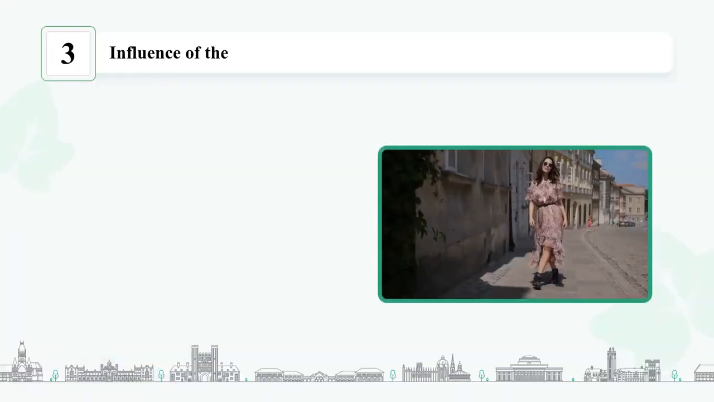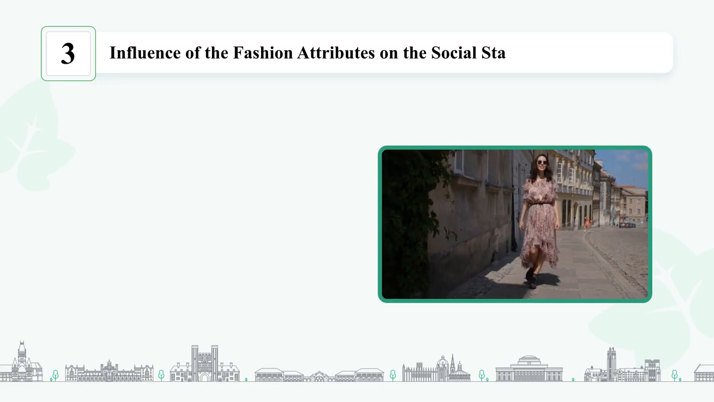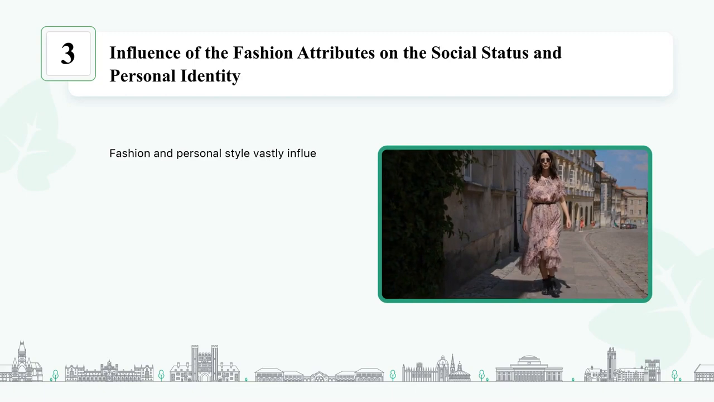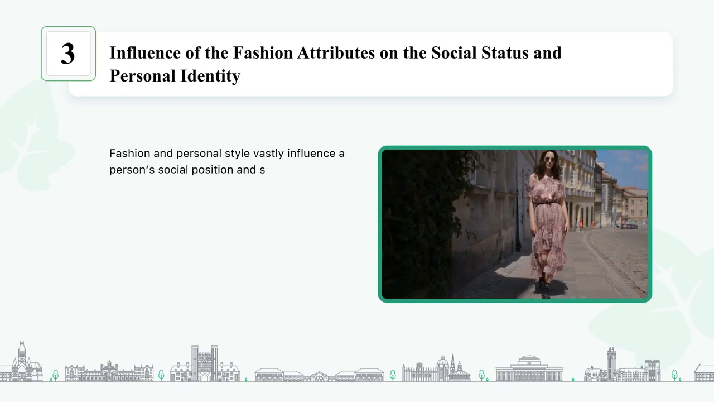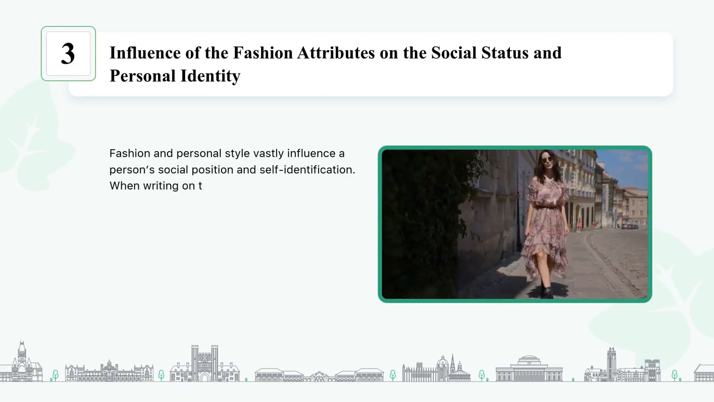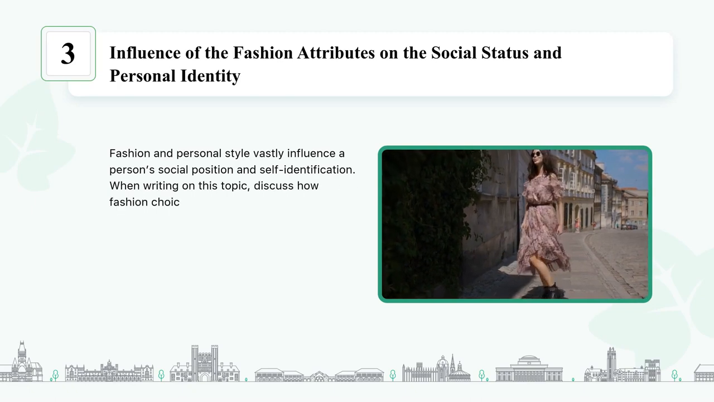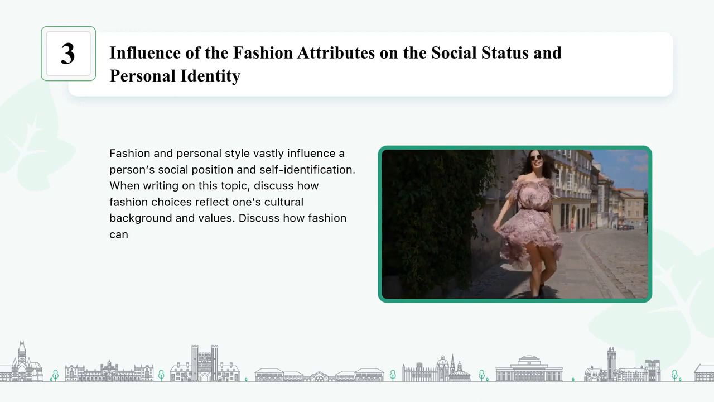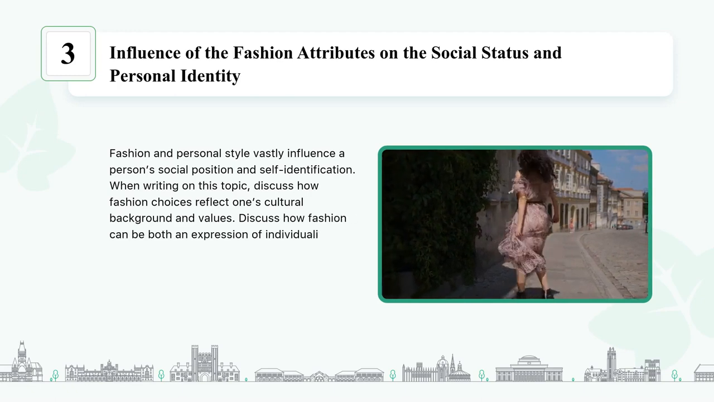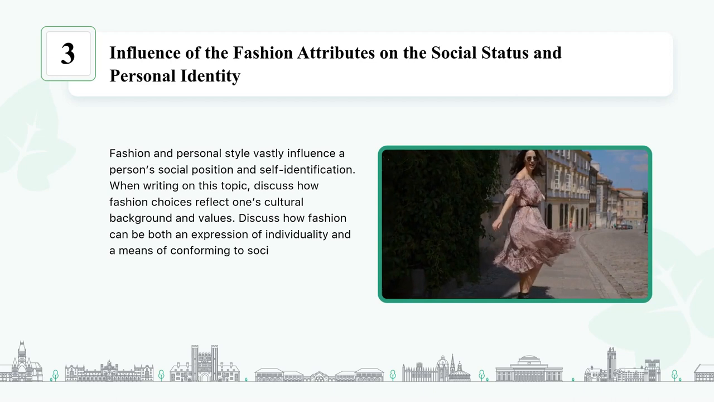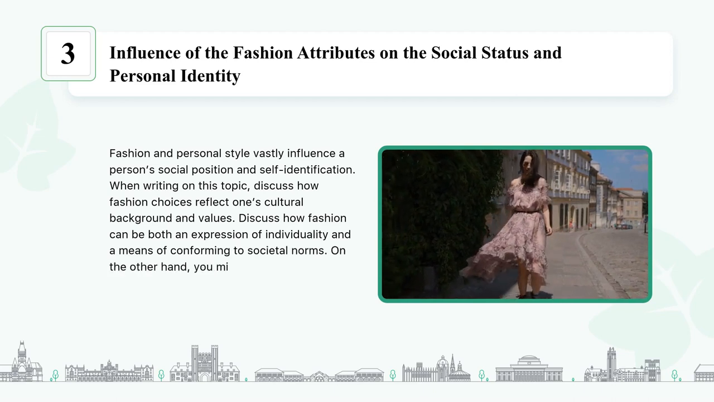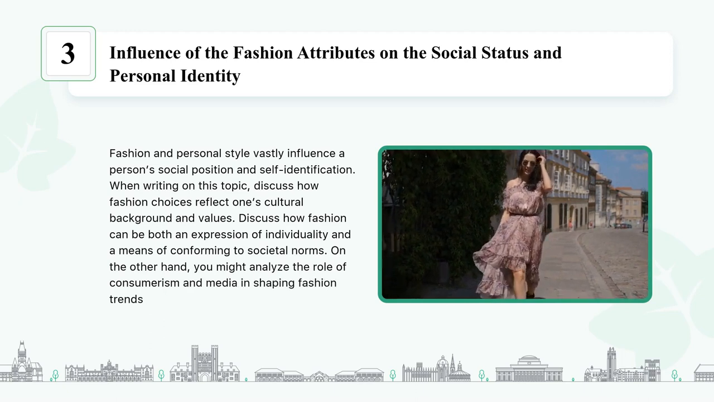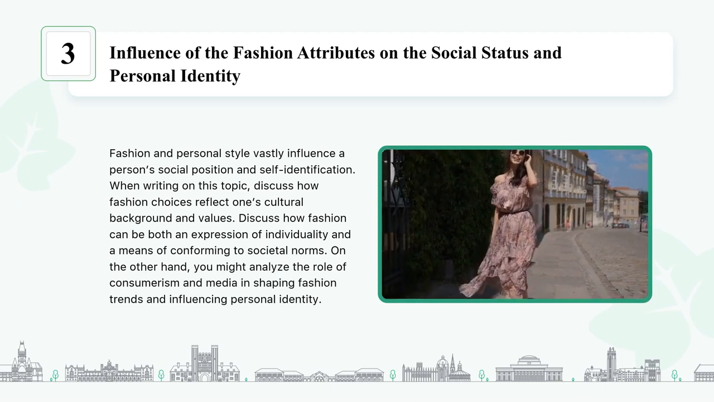Influence of fashion attributes on social status and personal identity. Fashion and personal style vastly influence a person's social position and self-identification. When writing on this topic, discuss how fashion choices reflect one's cultural background and values. Discuss how fashion can be both an expression of individuality and a means of conforming to societal norms. On the other hand, you might analyze the role of consumerism and media in shaping fashion trends and influencing personal identity.